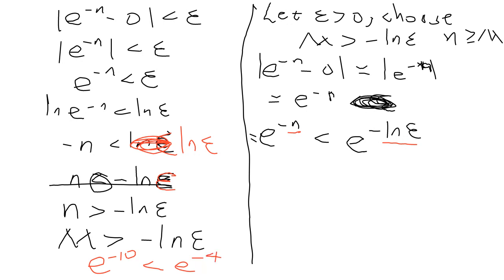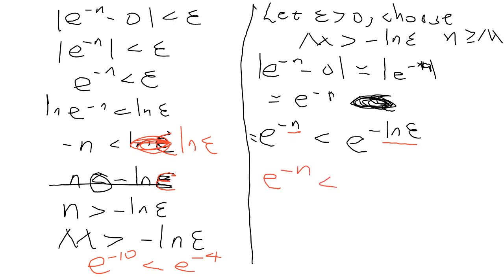So if n, which is the m that we choose up the top, is greater than a number, then e to the minus n will be less than e to the negative number. Understand what I'm saying? Everybody agree? Understand? Yes, sir. Okay. So e to the negative n will be less than e cancels ln.